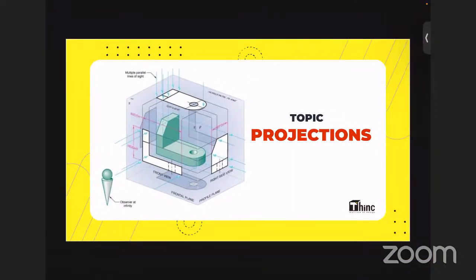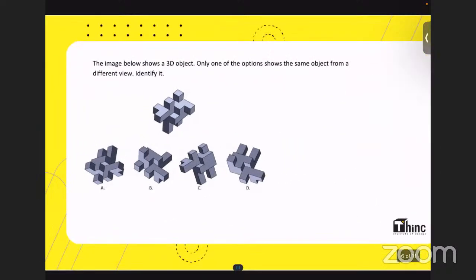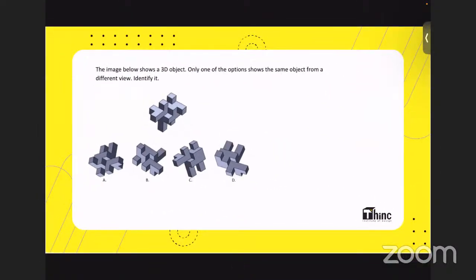So let's look into a question. See, here you can find a question. The image below shows a 3D object. Only one option shows the same object from a different view. Identify it and please let me know through the chat. I'm eagerly waiting for your replies in the chat. And I'm damn sure that everyone can simply solve this question. This is the simplest question from this particular chapter ever asked by Uceed.